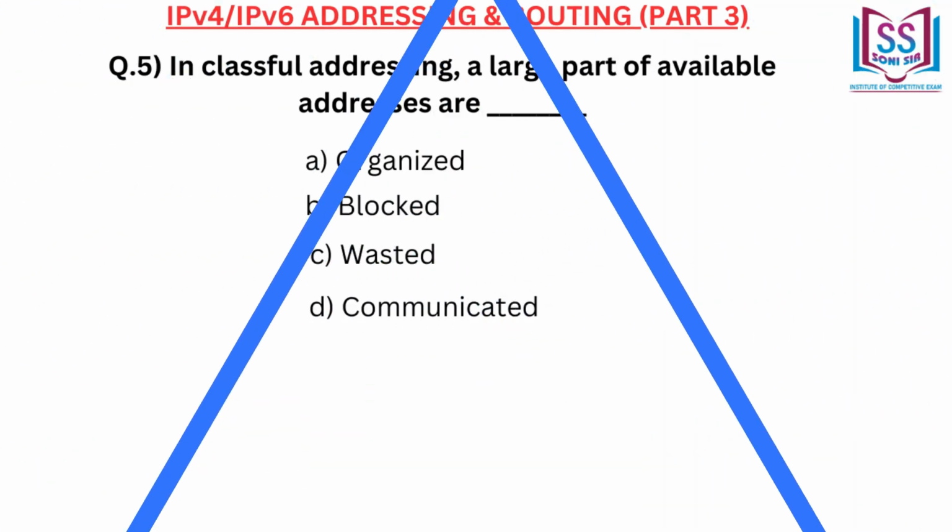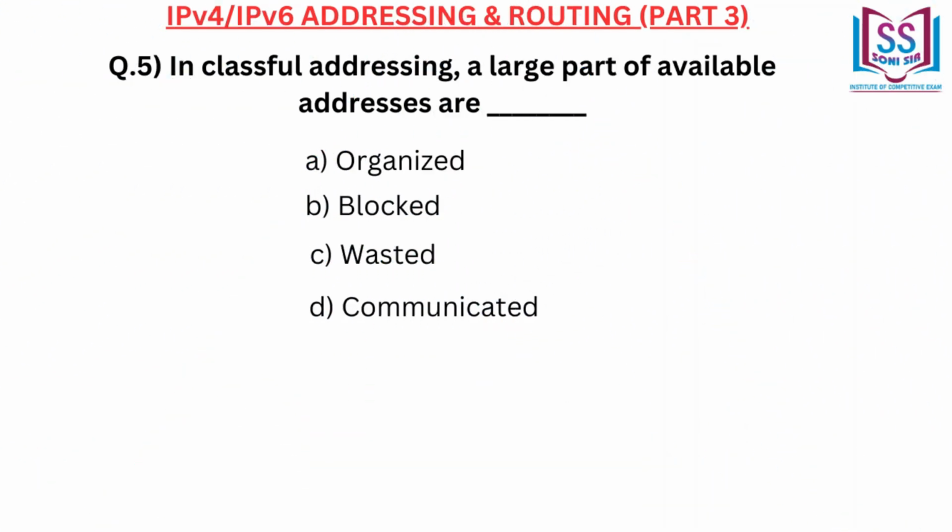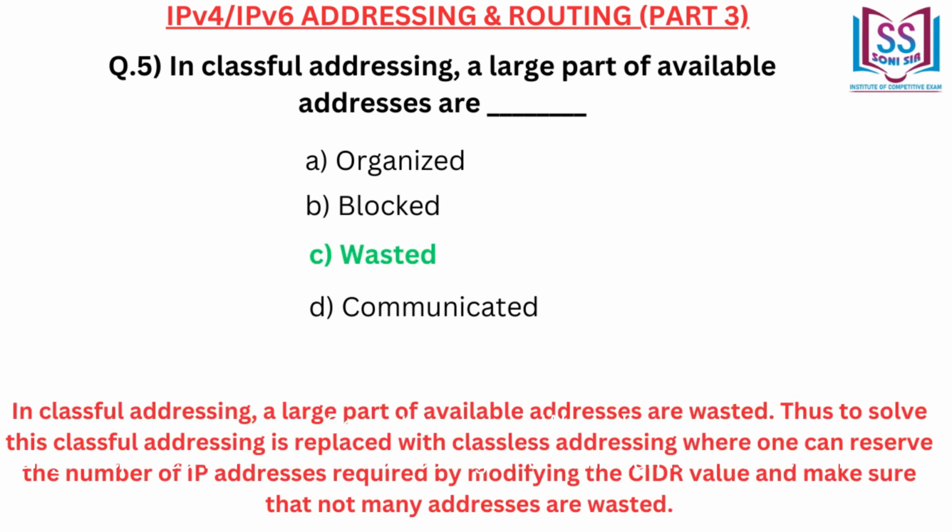CIDR value. In classful addressing, a large part of available addresses are dash. A. Organized. B. Blocked. C. Wasted. D. Communicated. Correct answer C. Wasted. In classful addressing, a large part of available addresses are wasted. Thus, to solve this, classful addressing is replaced with classless addressing, where one can reserve the number of IP addresses required by modifying the CIDR value and make sure that not many addresses are wasted.